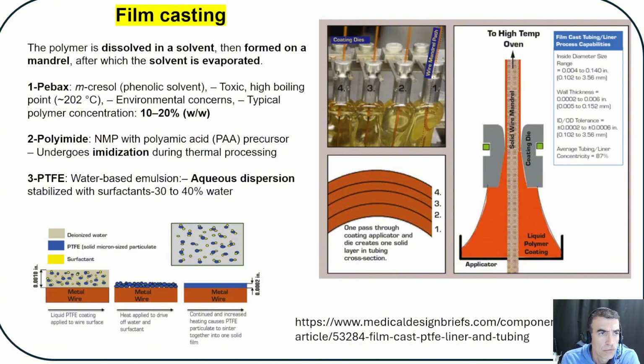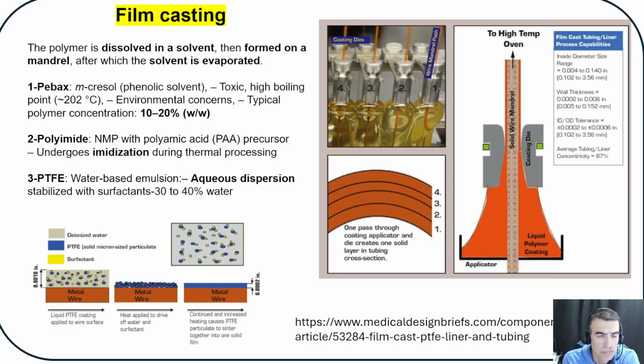For example, PEBAX usually uses m-cresol as a solvent to make a solution. This solvent is of course toxic, and it has a high boiling point. So there are some environmental concerns about that one. And then you typically dissolve about 10 to 20% of PEBAX in that solvent.